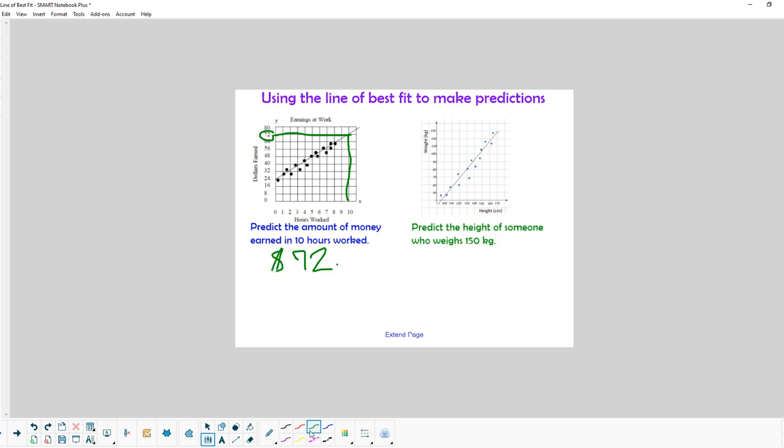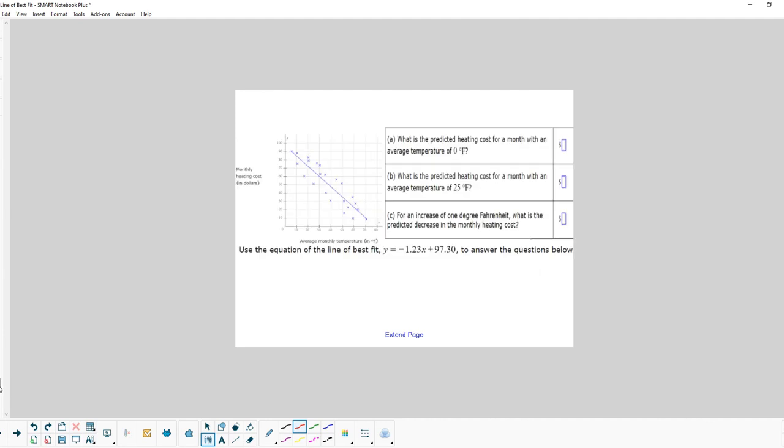Okay. All right, let's try this one. Predict the height of someone who weighs 150 kilograms. So we go to 150 kilograms, go up till we hit the line of best fit. That's going to be about right there. And so that lines up on the y-axis with the number between 100 and 110. So that's going to be 105 kilograms. Pretty nice. I like using these lines of best fit.